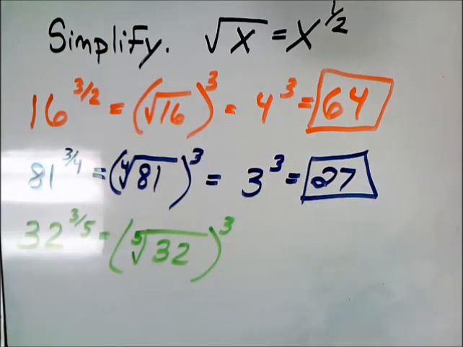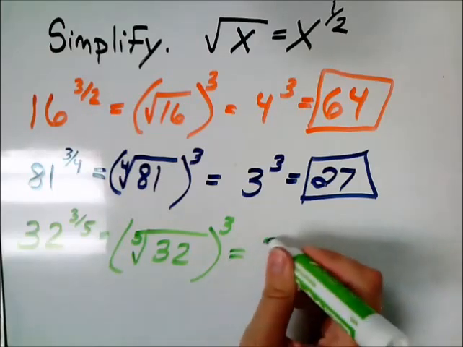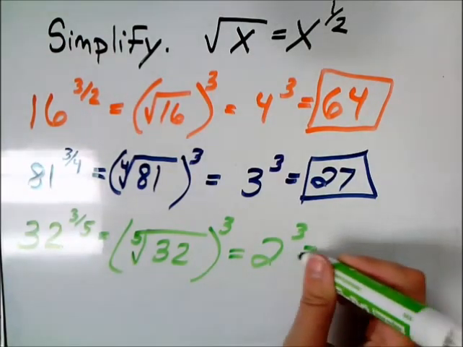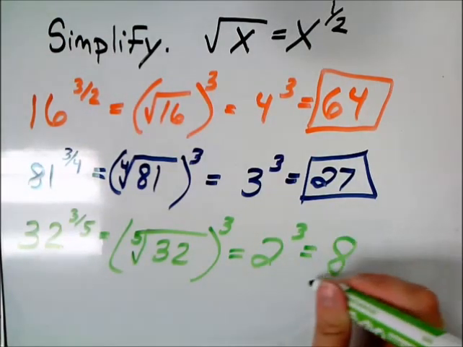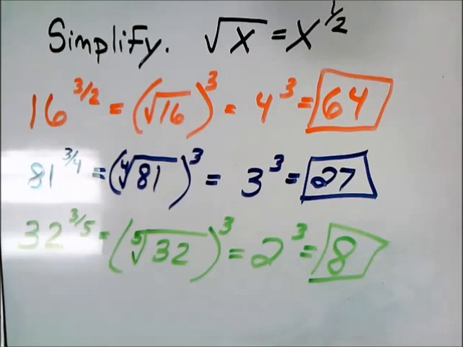And last one, we want the 5th root of 32, and then it's to the third power. So 5th root of 32 is 2. And 2 to the third, 2 times 2 times 2 is 8. So the denominator tells you what root you're taking.